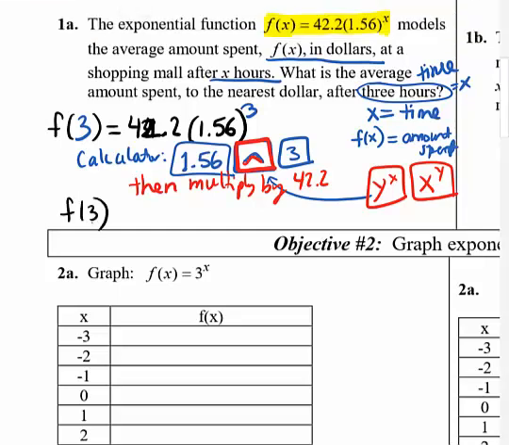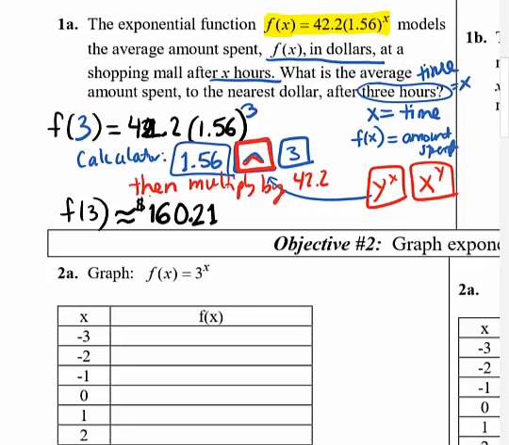So like I said, on my calculator I'm typing 1.56 and then to the power of either that caret button or the Y to the X button, 3, and then I press enter, and I'm getting some decimal number. I'm just leaving it on the screen. Now I'm gonna press multiply 42.2 and I get about, because you have to round it, 160.21 if you round it to the nearest dollar like they asked for.